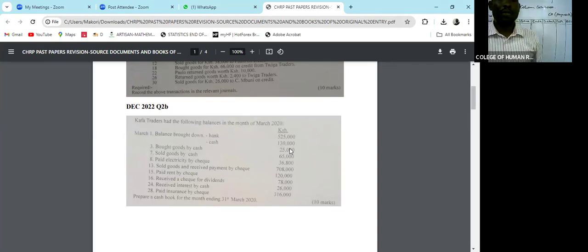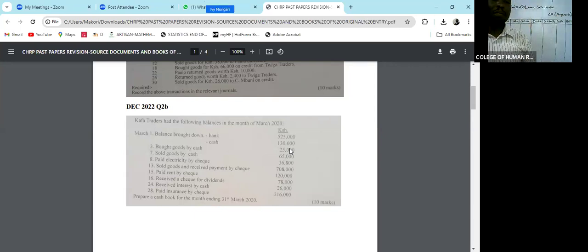Let us not get confused by anything. We are not doing double entry here. We are not doing ledger accounts. Our focus is only on how the cash book will be affected, how the cash or bank will be affected. Is it going to increase or reduce? Nothing else. Just focus on the cash book, cash and the bank. For every transaction, just ask yourself, is it going to increase the cash balance or reduce the cash balance? Increase the bank balance or reduce the bank balance? That should be only your focus.